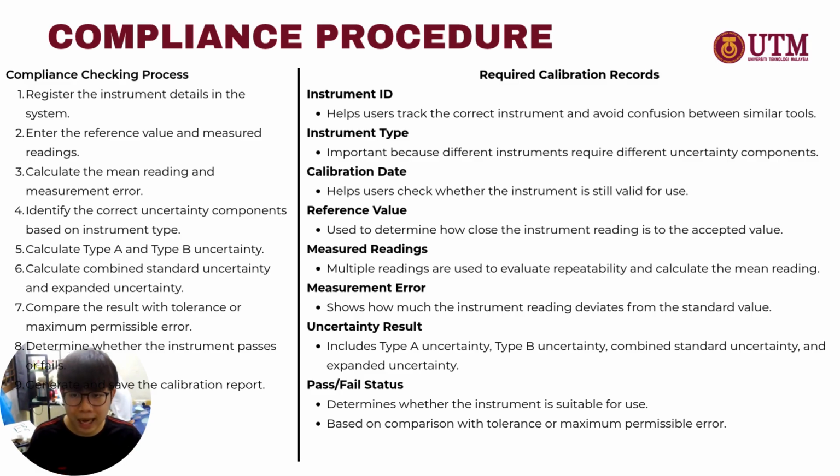We log the instrument ID and type to track the correct tool and apply the appropriate uncertainty modules. The calibration date and next calibration date are recorded to verify the instrument's validity and prevent the use of expired tools. We also store the reference value, measure ratings, and measurement error to evaluate repeatability and deviation from accepted standards. Lastly, the comprehensive uncertainty results and the final pass or fail status are permanently recorded to prove whether the instrument is suitable for continued use.